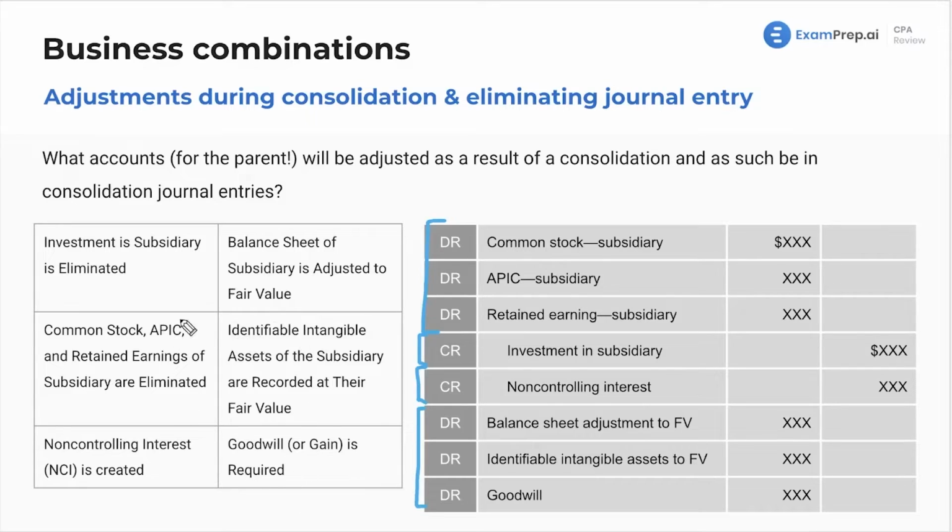Here are just the descriptions of what I was just talking about. So investment in subsidiaries eliminated. All of the subsidiary equity accounts are eliminated. We create NCI, goodwill or gain is created.